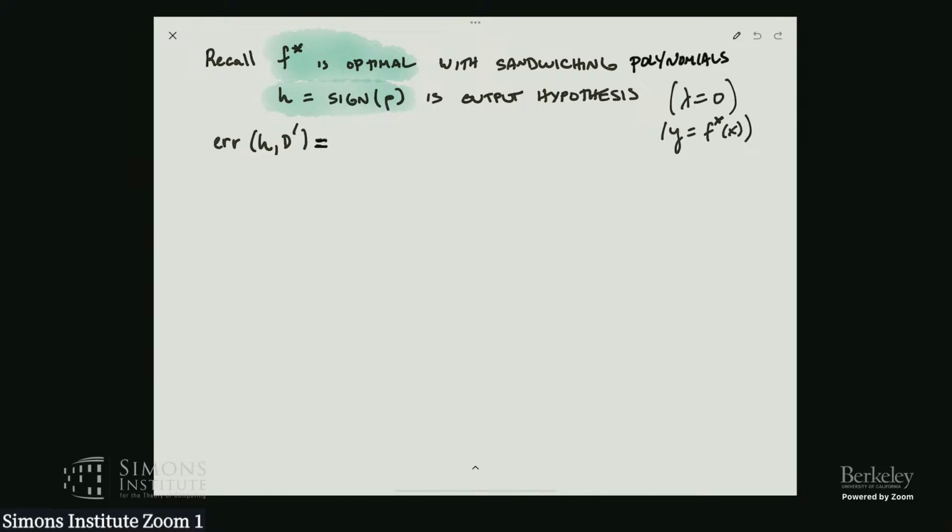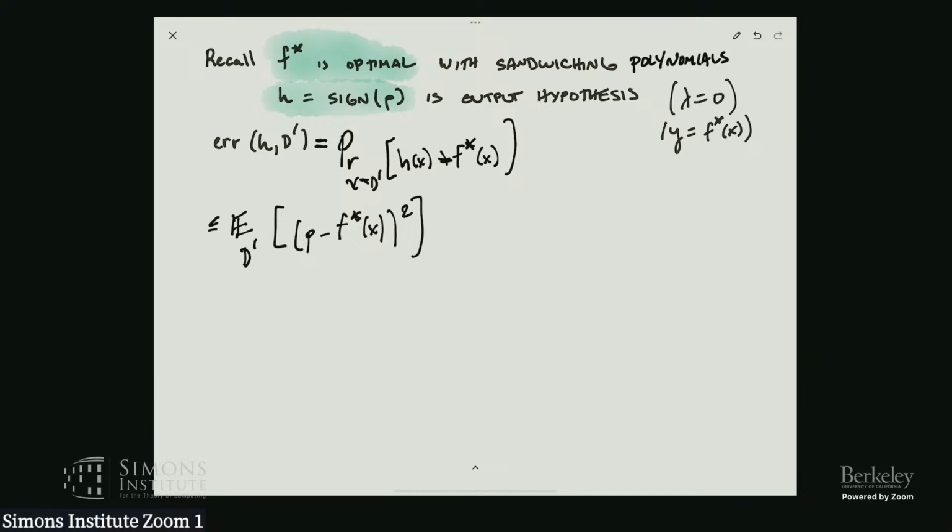All right. So the error of h with respect to D prime. Just by definition, that's the probability for x drawn from D prime that h of x does not equal f star of x. And remember, h is the sign of some polynomial p. So it's easy to prove that this probability is less than or equal to the expectation with respect to D prime of (p minus f star of x) squared.